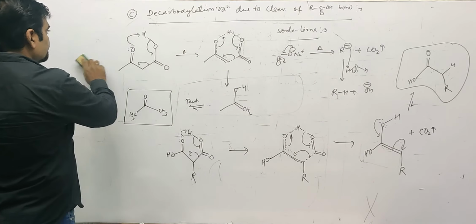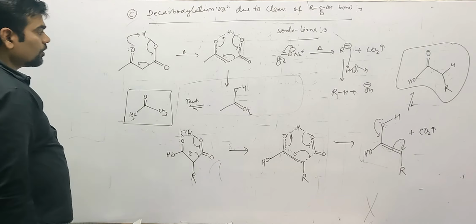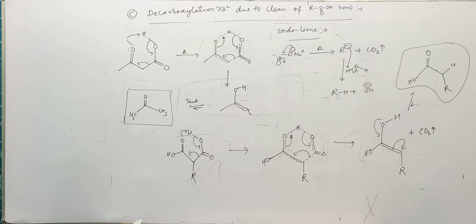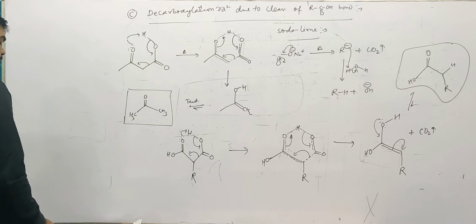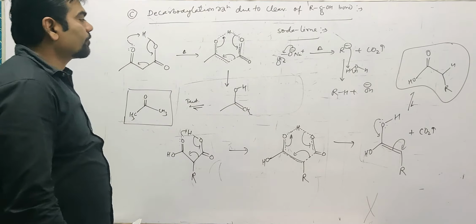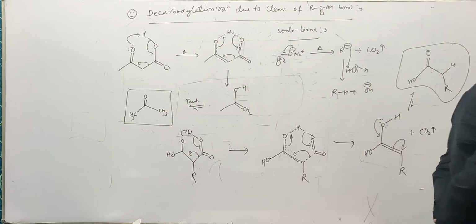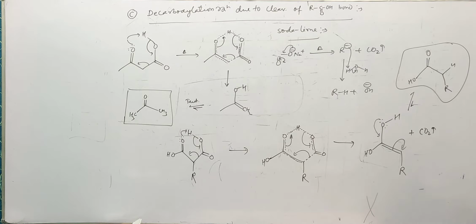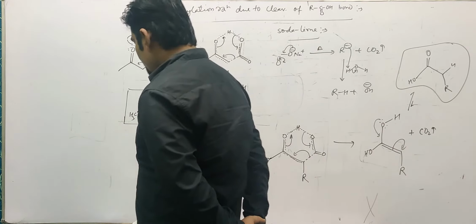Okay, write down a note. Presence of an electron withdrawing group at the alpha position increases the rate of decarboxylation reaction.